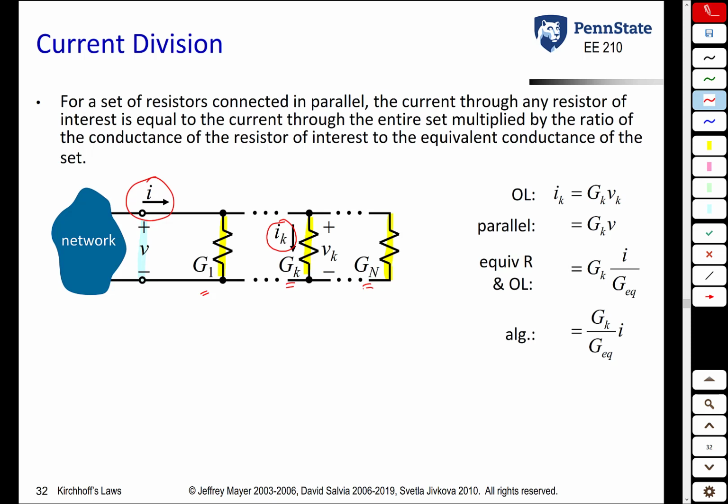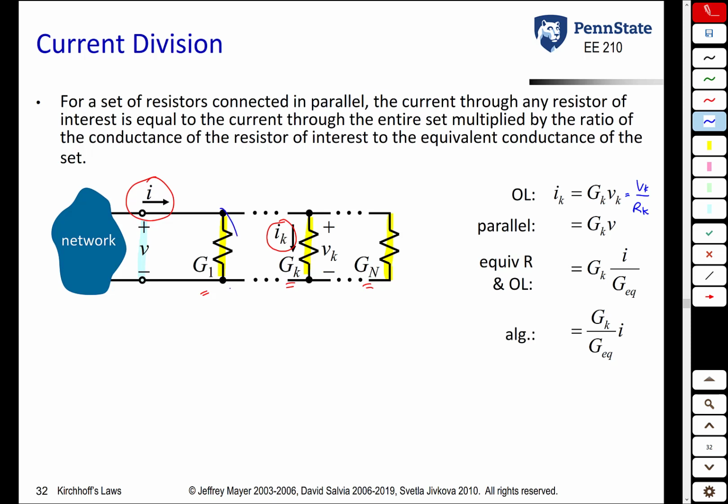So just like voltage division, the voltage across the kth resistor was its resistance over the sum of all the resistances times the total voltage. For current division, the current through the kth resistor is its conductance over the sum of all the conductances times the total current. Let's develop that, and we'll actually see that there's a slightly different version of this that we're going to use that uses resistances rather than conductances. From Ohm's law, we know that the current through the kth resistor is what? Its voltage divided by its resistance. So I sub k is V sub k over R sub k, or V sub k times G sub k.